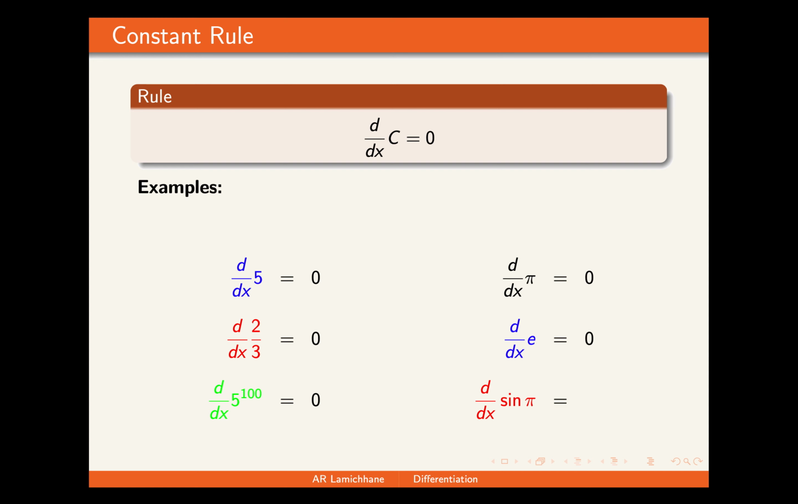The derivative of sine pi. Sine looks like a trigonometric function, but what is sine of pi? What is the value of sine pi? 0, right? So that is actually a constant. So sine pi is a constant, so the derivative of sine pi must also be 0.